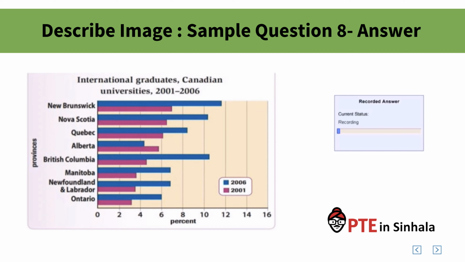This bar chart represents the percentage of international graduates from Canadian universities between 2001 and 2006. Provinces such as British Columbia, New Brunswick, and Quebec have been used in this analysis. As per the chart, Alberta produced 6% of total international graduates in 2001. New Brunswick had the highest number of graduates in both years. In conclusion, an increasing trend can be seen across this statistical data.